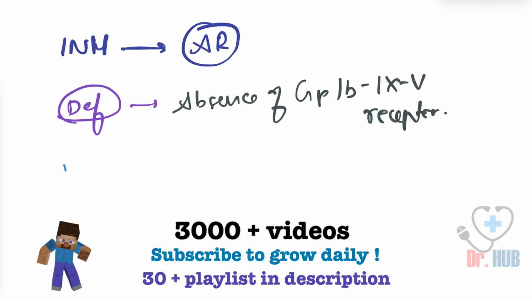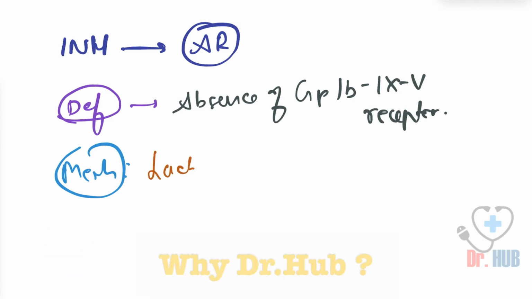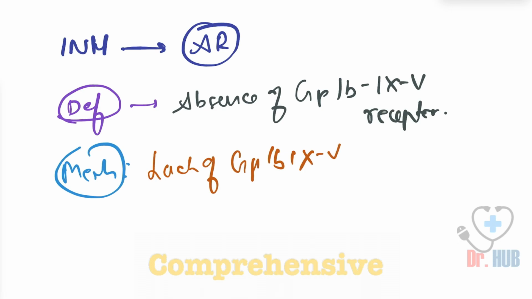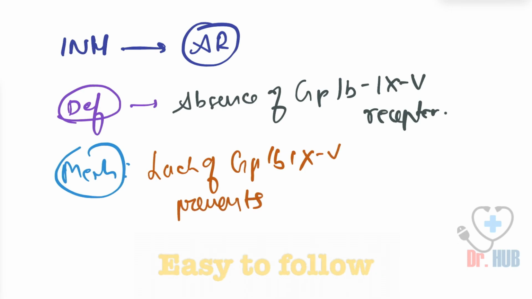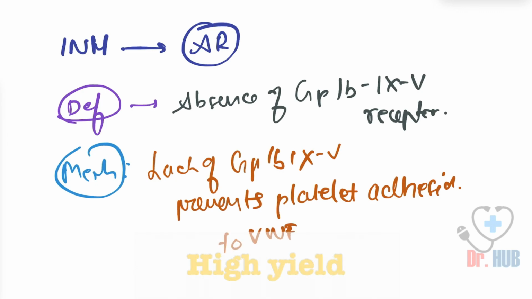And what is the mechanism? If you see the mechanism, there is a lack of the GP1B-9-5, and this prevents platelet adhesion. It prevents the platelet adhesion to what? The platelet adhesion to the VWF, that's von Willebrand factor.